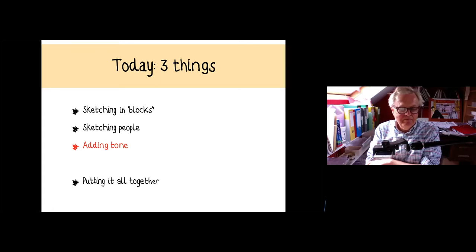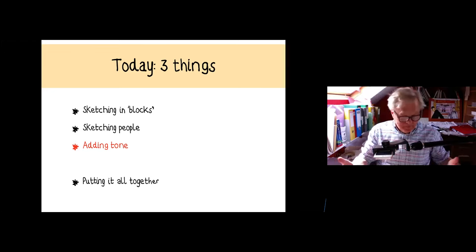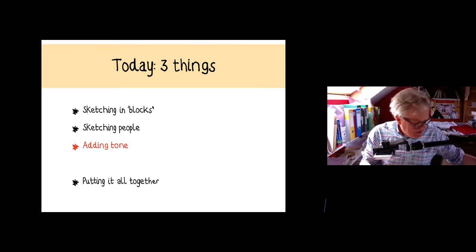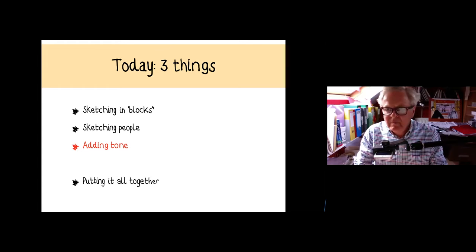So the next section is about adding some tone. I asked if you would all have some colours or something that you might use. Some of you will have watercolours, and some of you will have pencil crayons and whatever else. Just to tell you, my urban sketching setup is basically this little pan.